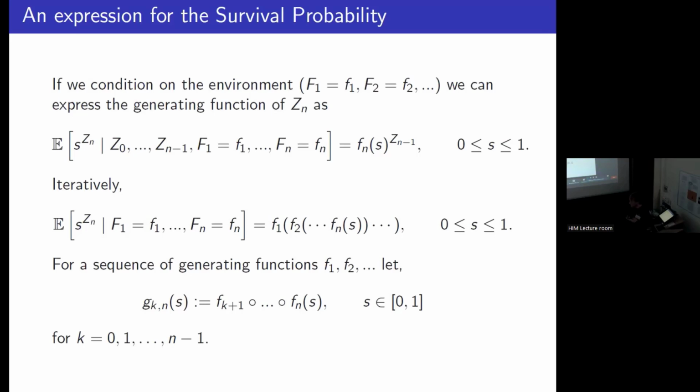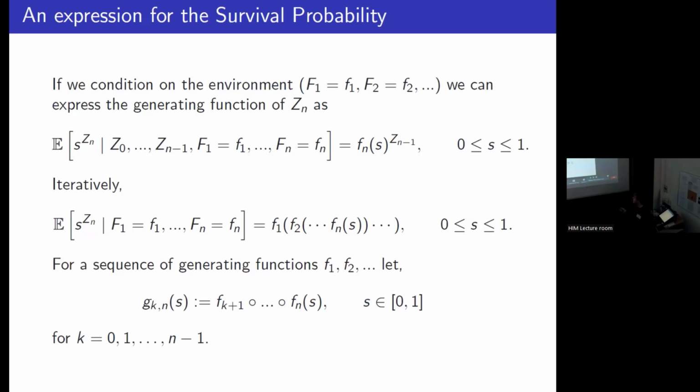So, what you do in the first step is you proceed as for the classical Galton-Watson process. We condition on the environments being f1 to fn, and you can express the generating function in generation n in the following way. And as you do it for the classical Galton-Watson process, you iterate this procedure, and normally you would get the nth iteration of the generating function itself, but now we have different generating functions in each generation.